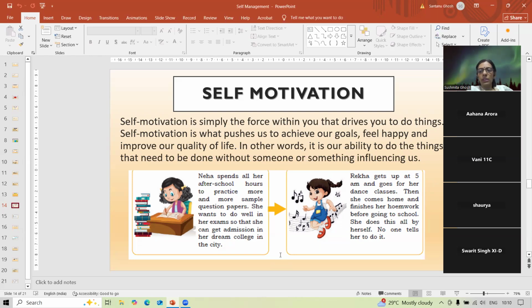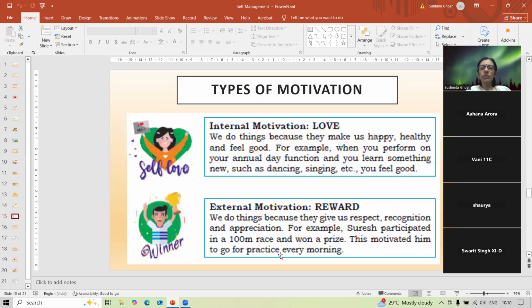लोगों के बोलने पे आप कुछ नहीं करोगे, कभी भी नहीं करोगे, unless you feel that yes, I want to do it, I want to score well, I want to raise my standards in life, I want to buy an Audi and go around the world. So you have to be motivated yourself to achieve your goals, feel happy, improve your quality of life, everything. Okay. Now, motivation also talks about two categories, two types. One is the motivation which you have towards something which you surely love to do. Like I said, singing, dancing, reading.